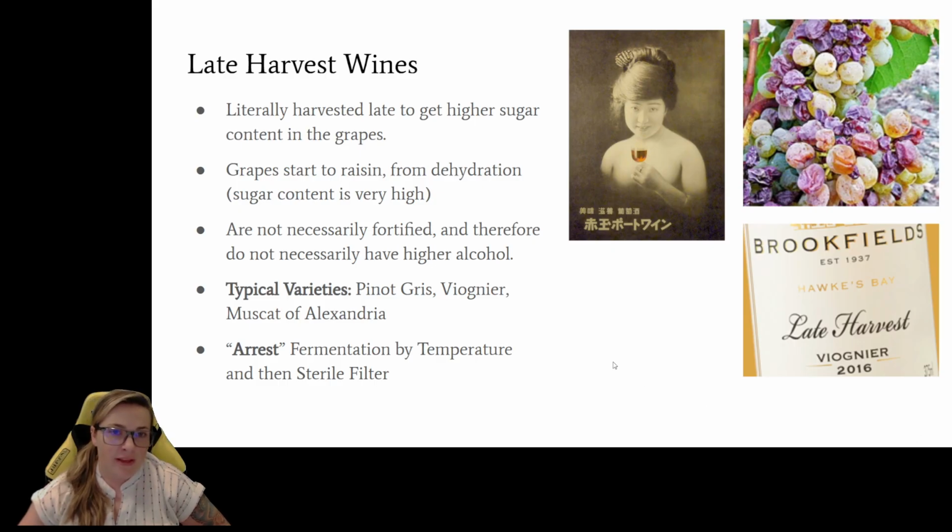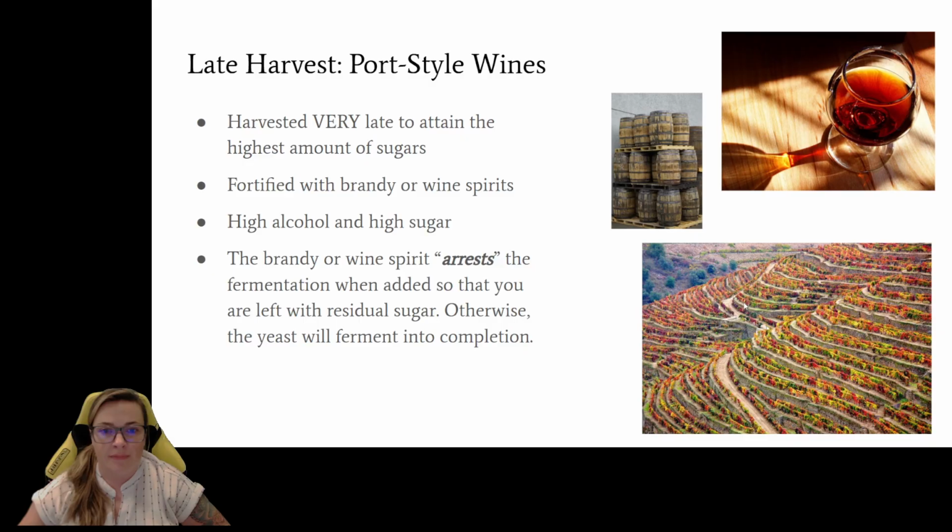Typical varieties for late harvest wines are Pinot Gris, Viognier, Muscat of Alexandria, and much, much more, right? It doesn't have to be white varieties. It could also be red wines as well. Could be late harvest.